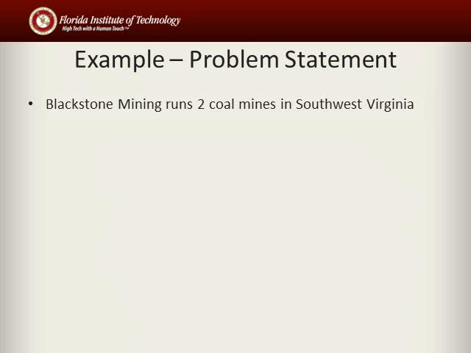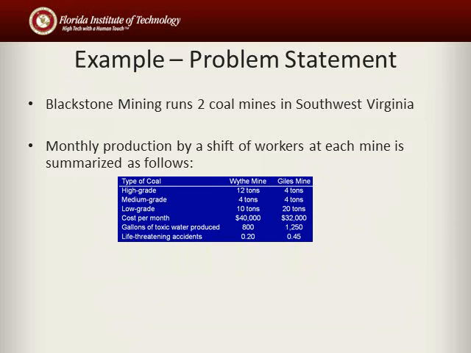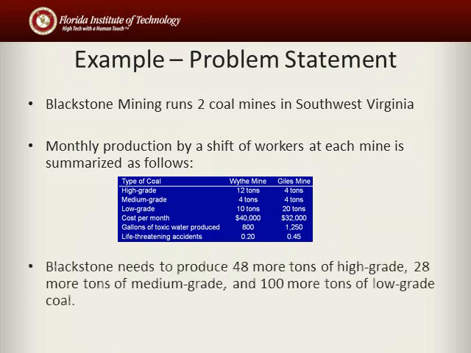So let's do a quick summary of the problem statement. Blackstone Mining runs 2 coal mines in Southwest Virginia. Here we show monthly productions by shift of workers at each mine, for each of the different types of coal that can be produced at each of the 2 mines. Blackstone needs to produce 48 more tons of high grade, 28 more tons of medium grade, and 100 more tons of low grade. So this is a summary of the long problem statement that we just saw.